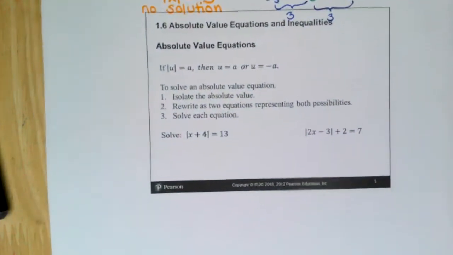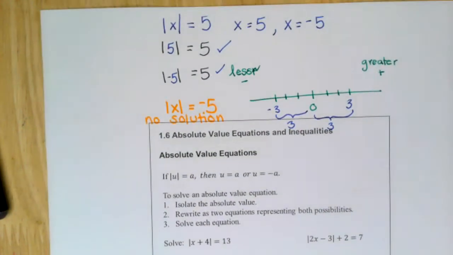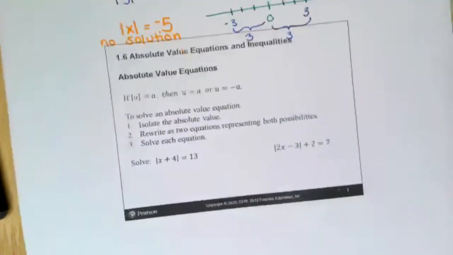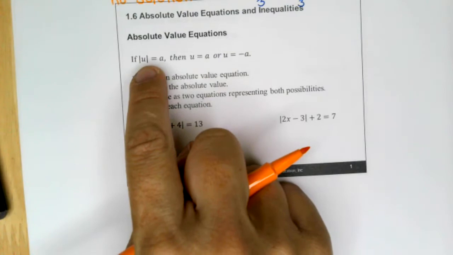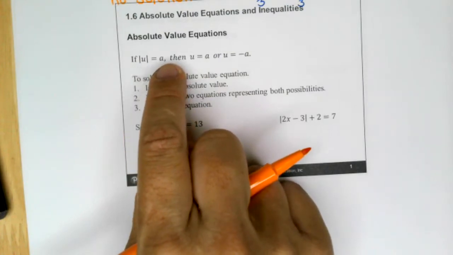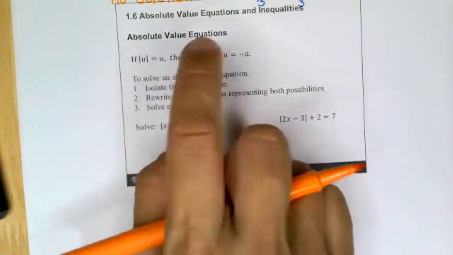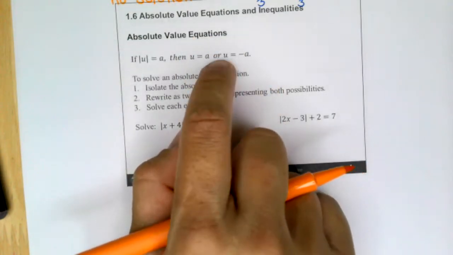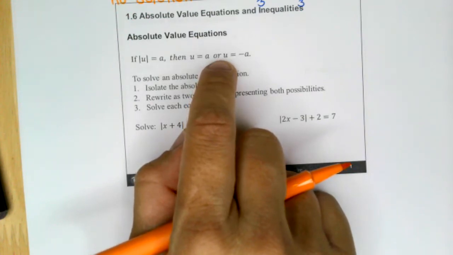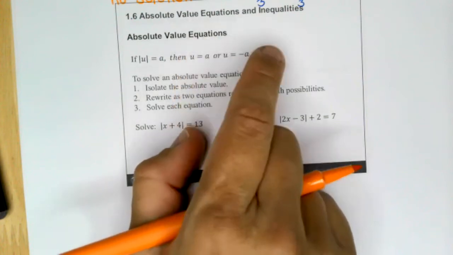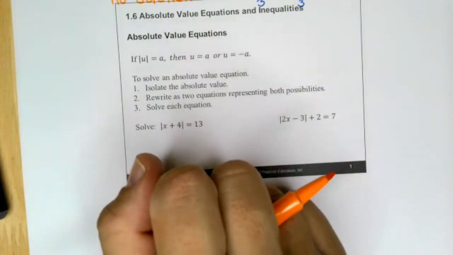So we're finding the value within the absolute value bar. So there are two possible answers. The absolute value of a is u, and the absolute value of negative a is u. So we work backwards to solve for u, right? And the absolute value will either be positive or negative of the u.